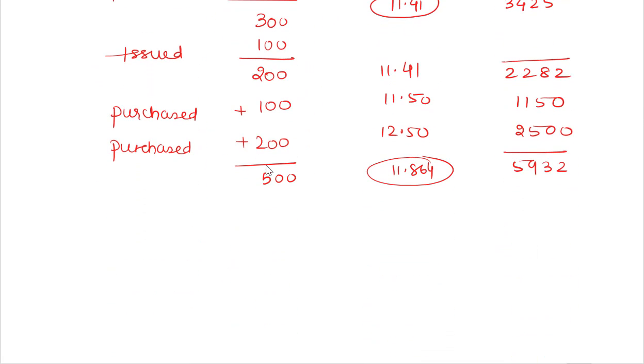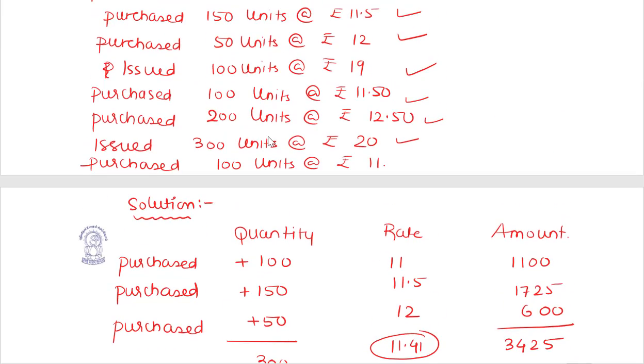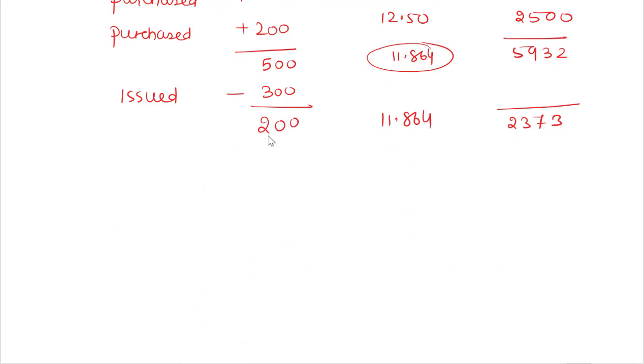Issued 300 units at 20. 500 minus 300 is 200. The remaining at 11.864 is 2373. Again purchased 100 units at 11.